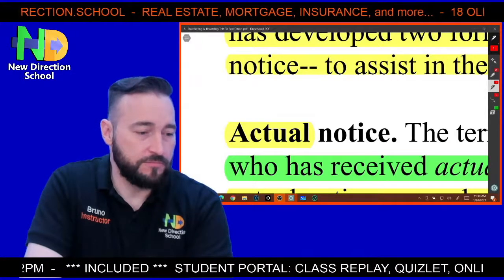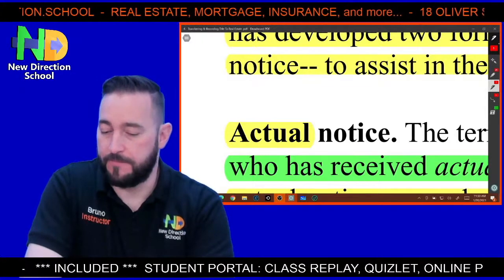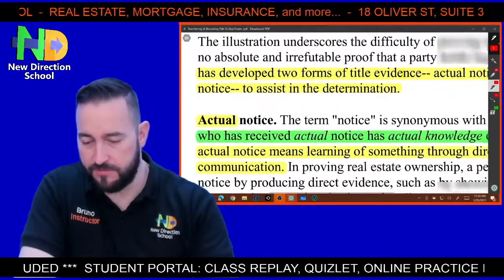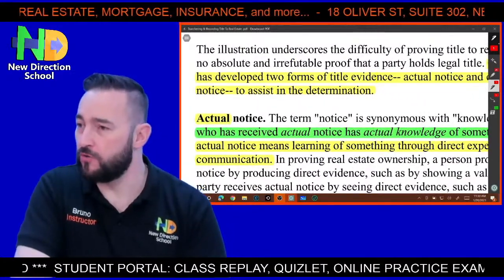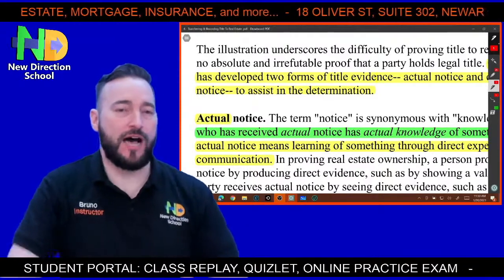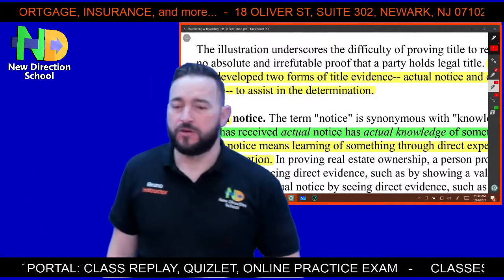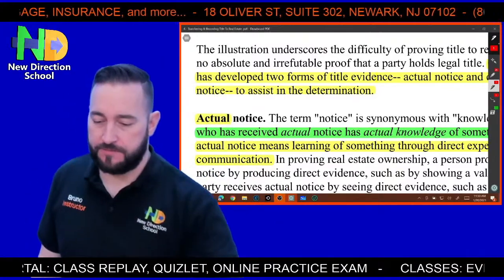Actual notice, you actually know the information. That means you either researched or you were told. So you have actual knowledge of information. Okay? So to give you an example, actual notice.